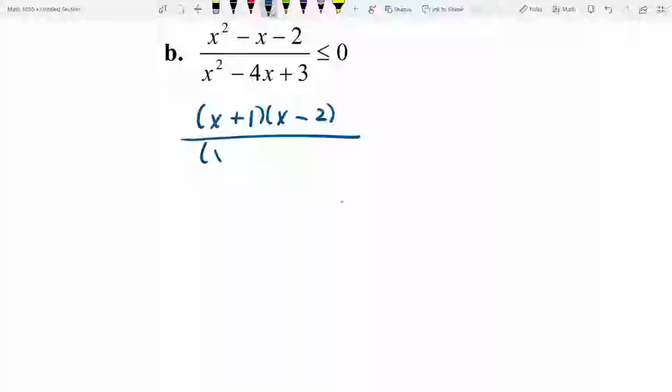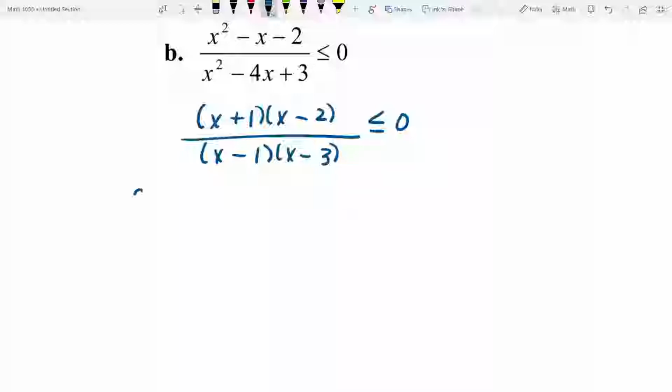Then I'm going to factor the bottom to an x and an x. Signs are the same. They're both negative. 3 and 1 multiply to give me 3 and add to give me 4. So that's how it factors. Okay. Step 1, 0. Step 2, common denominator. Step 3, factor. Without looking, what is step 4?